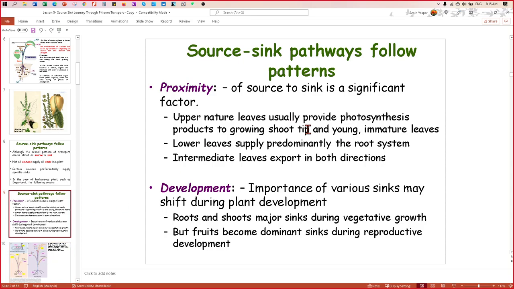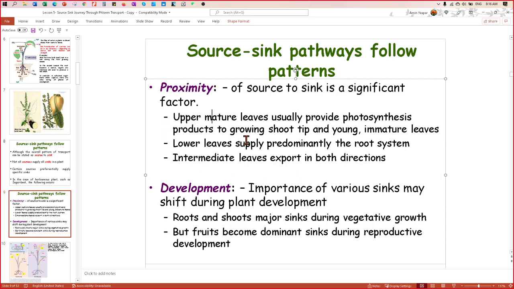Let's look at this. Depending on the location of the sink organ, the plant is quite smart. It will try to avoid the long distance transport unnecessarily. Okay. Therefore, due to the proximity, the upper mature leaves usually provide photosynthesis product to growing shoot tips, the ones which are closest to it, okay? And the lower leaves simply provide to the root because this is much closer, okay?